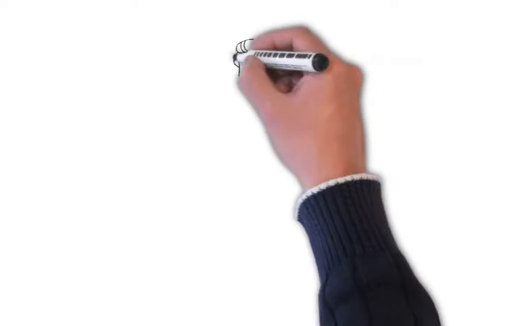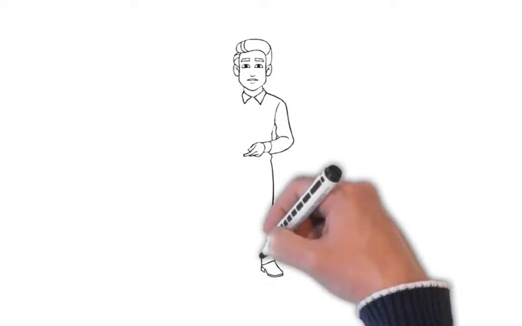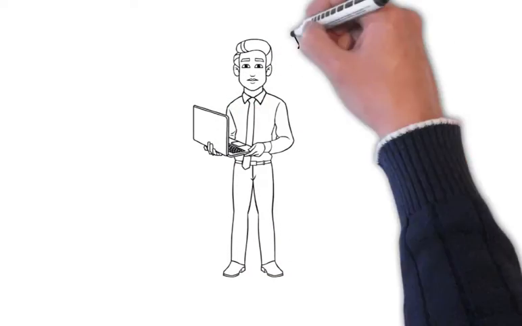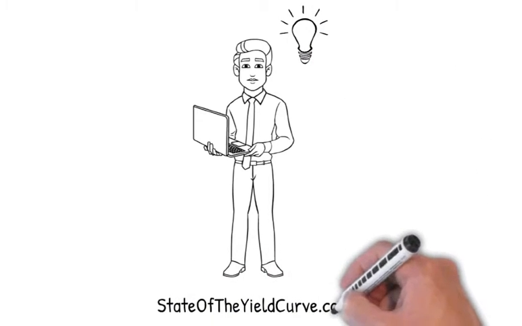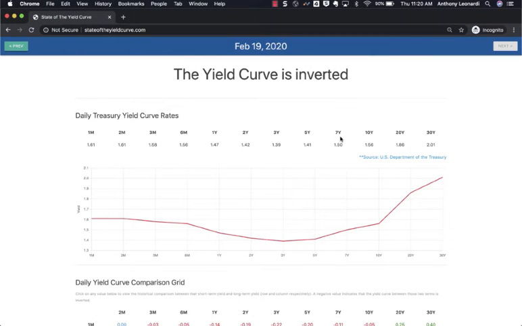I decided to create a simple web application which used the daily interest rates from the Treasury website to determine whether the yield curve was inverted or not. The result was stateoftheyieldcurve.com. The first thing you see when you navigate to the app is a header which answers that simple question: is the yield curve inverted or not? And a chart which shows the day's yield curve color-coded to its current state, red for inverted, green for not.